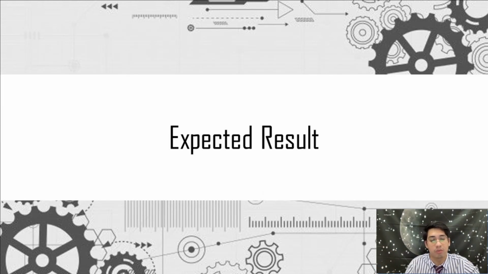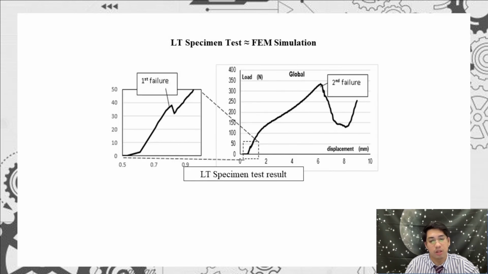Our expected result. At the end of the project, a good agreement between FEM analysis and experimental work is expected. The result of simulation should be more or less the same as the LT specimen test with varying accuracy. There will be two failures, same as the mechanical testing, and the accuracy of the result will depend on the accuracy of the heat affected zone modeling.